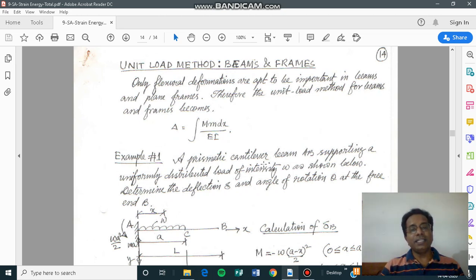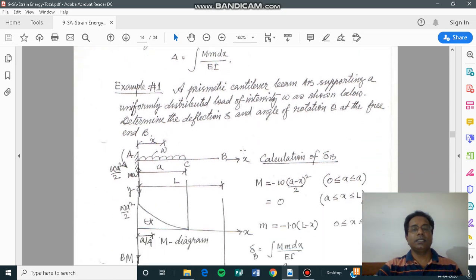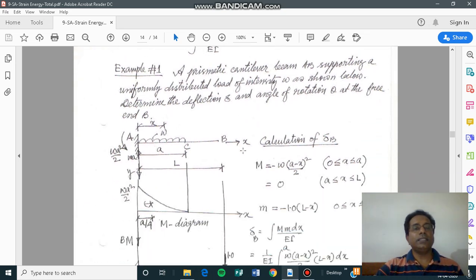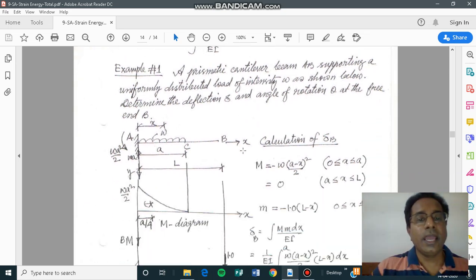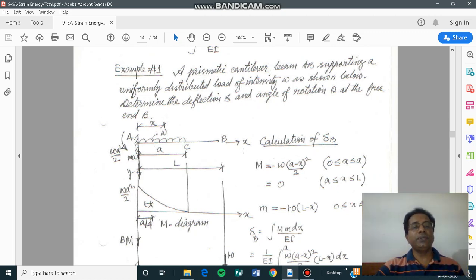Then by putting that unit load, whatever moment you calculate over the cross section, that is the small m. We will understand how to calculate the small m by applying unit loads in the following example problems. In this example, this is a cantilever beam with a free end and a UDL for some length A, and the span of the beam is L. We have to calculate the deflection and the rotation at the free end.